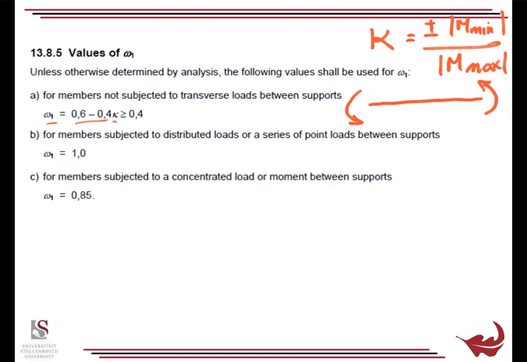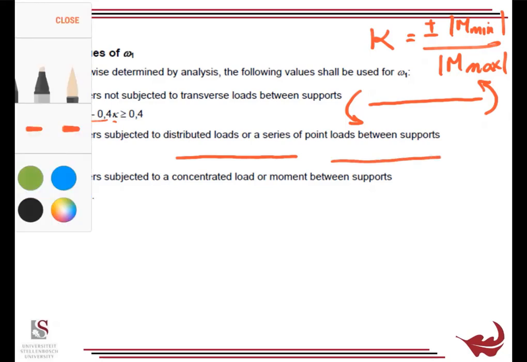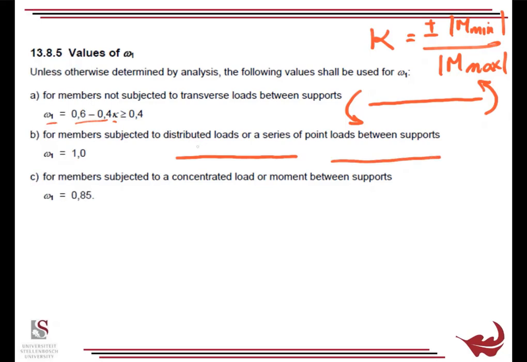But if you have a member subjected to distributed loads or a series of point loads between supports, so if we have our beam, and either we have a series of point loads, or for instance we have a distributed load on our beam, then we will use an omega value of 1. So that would be worst case.